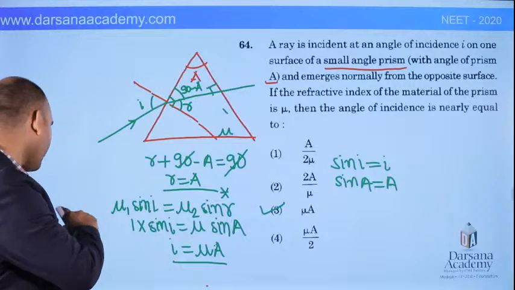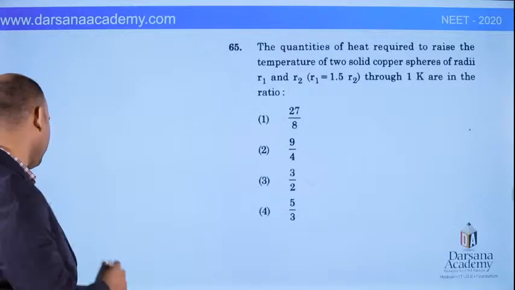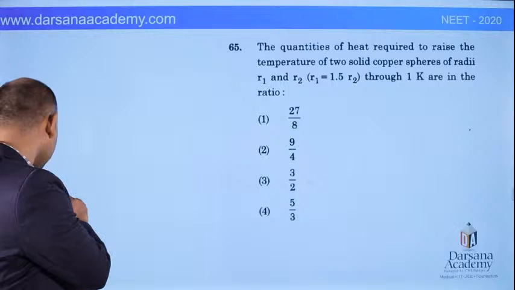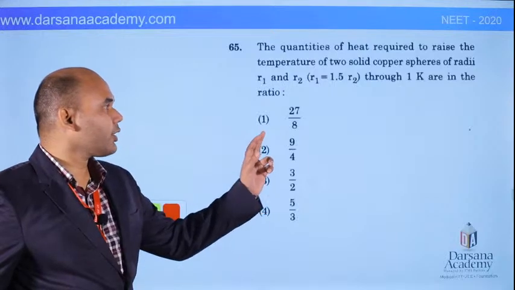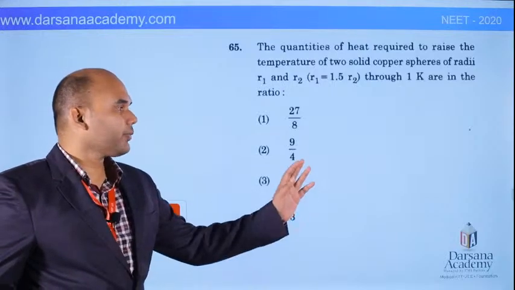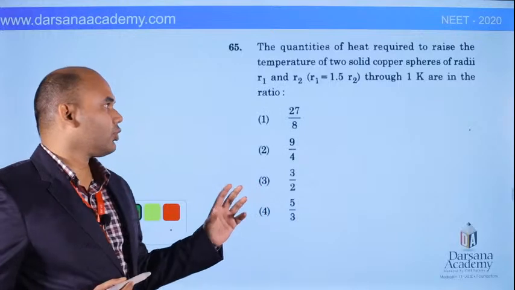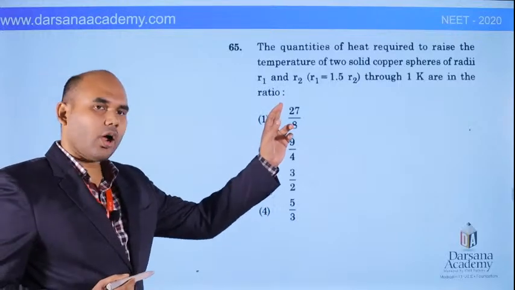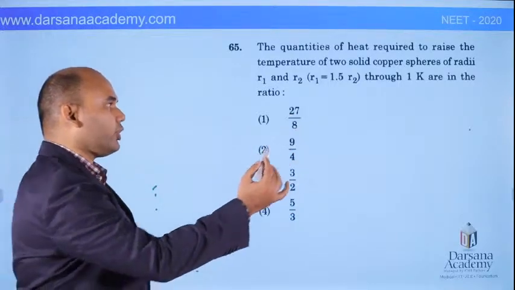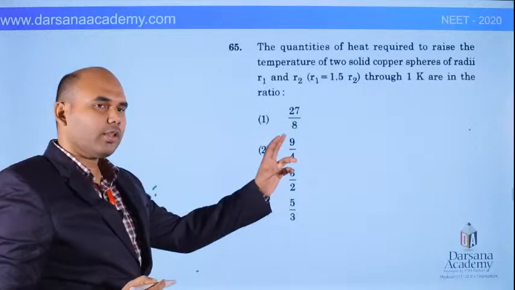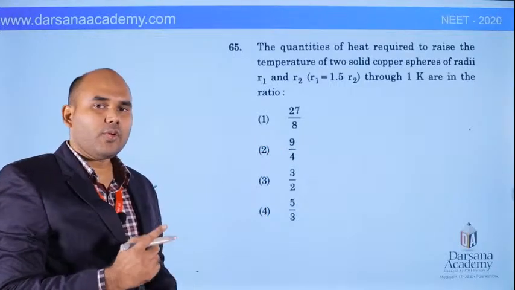So let us move to the next problem. So yeah, question 65. See, it is given the quantities of heat required to raise the temperature of two solid copper spheres. Means there are two spheres of copper material and it is solid, not the hollow one. And R1 and R2 are given. R1 equals 1.5 R2 and delta T is given as 1 Kelvin. You have to find the ratio Q1 by Q2 to raise the temperature of each sphere by 1 Kelvin.